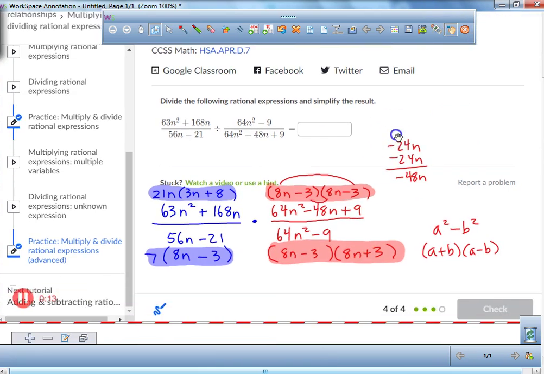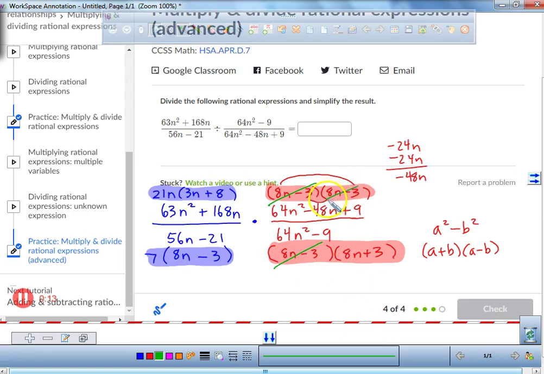Now we can look through it and cancel things out that we want to cancel out. So right now, what can we cancel out? Let's do it in green here. That 8n minus 3 can cancel out that 8n minus 3. Does 7 go into 21? 7 goes into 21 a total of 3 times.